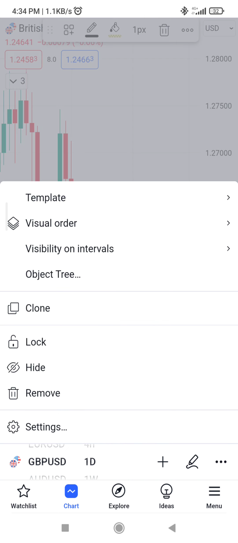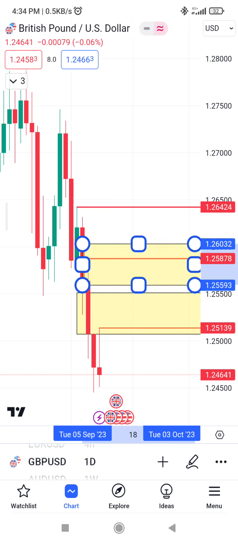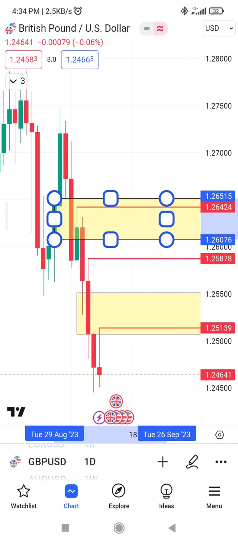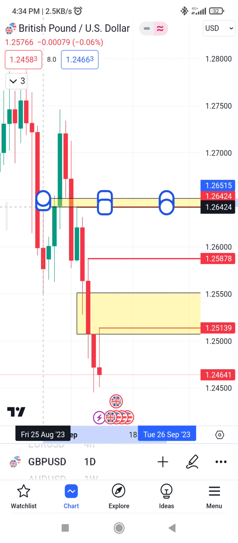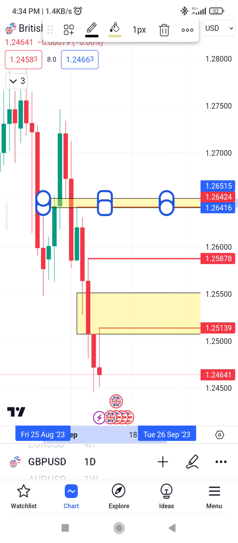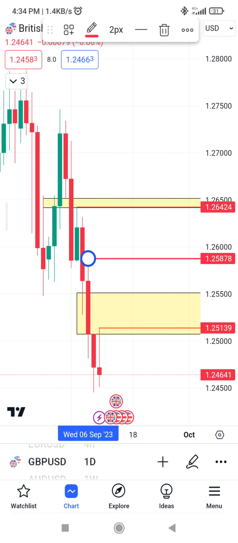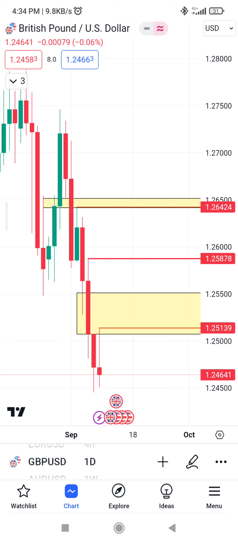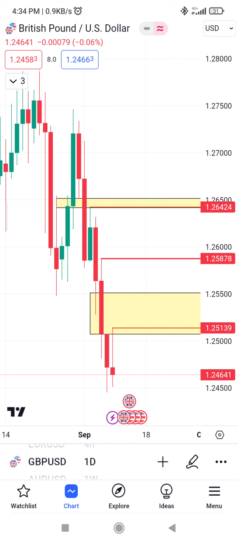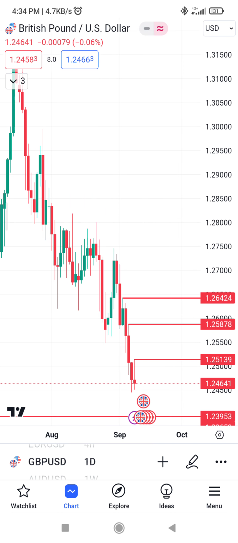I'm going to do it on the 1 hour, but I just want to show you what I mean. This particular line is not valid. For me, I will delete it. I won't use it because it does not have any fair value gap on the higher time frame. Take notice of the 1 day time frame now. So now let's go back to 1 hour, where we need to really see which one is valid and which one is invalid.